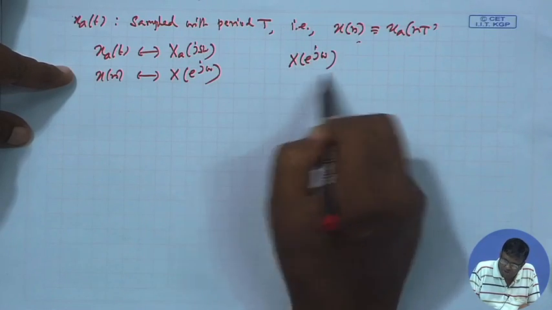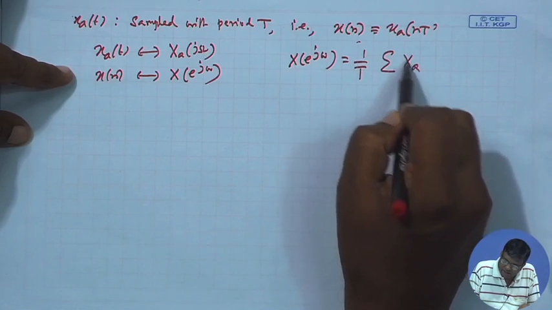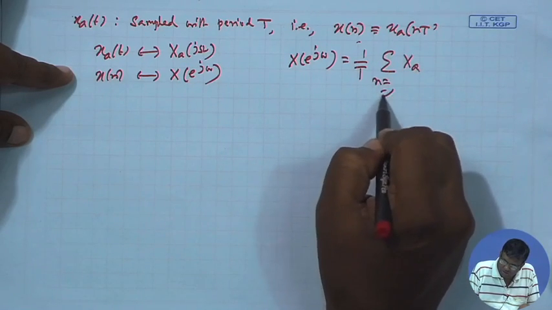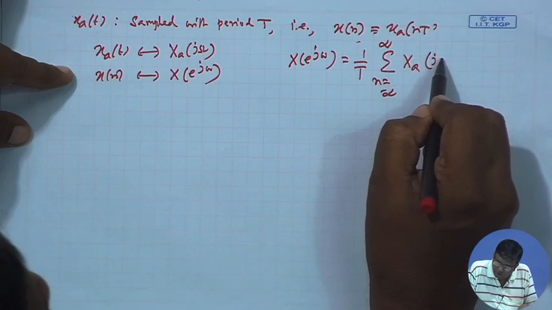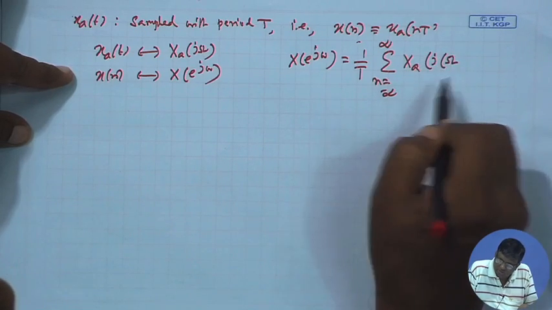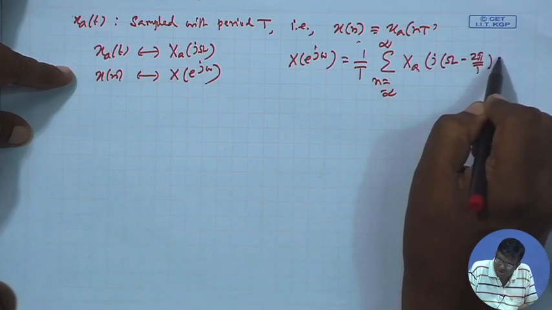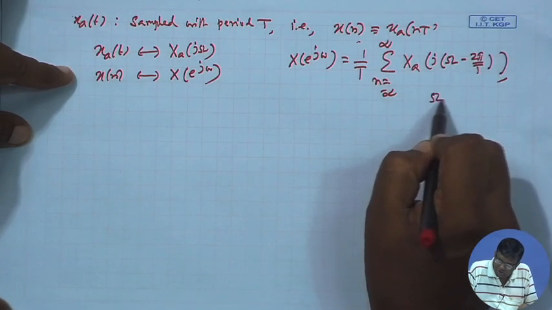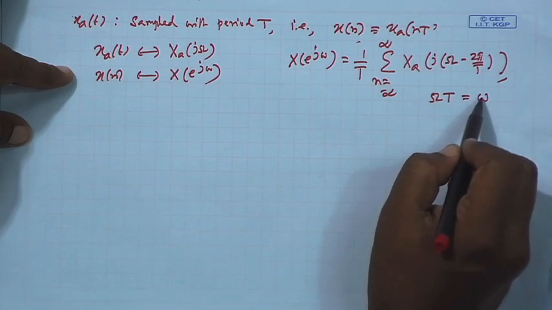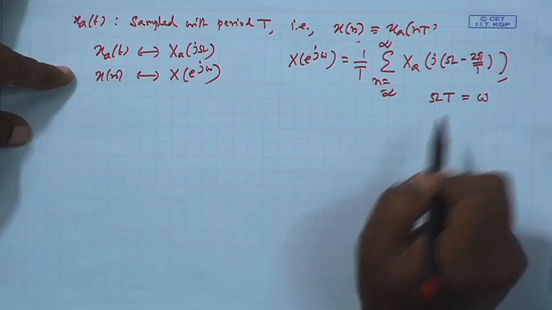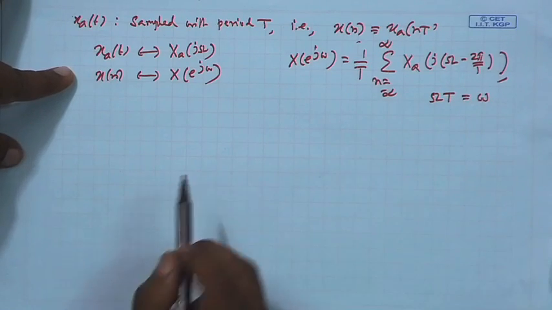For any small omega of your choice, this is nothing but 1 by T summation capital X_a, this analog j, you can put capital omega minus k times 2 pi by T. I am taking just j common, where this capital omega T is small omega, that is capital omega is small omega by T you can put. This is a relation. Okay. Now, what is the implication for that?